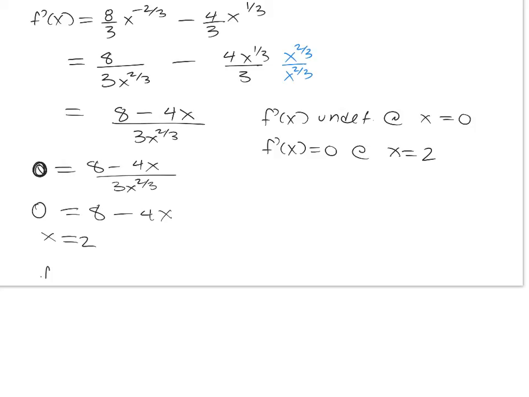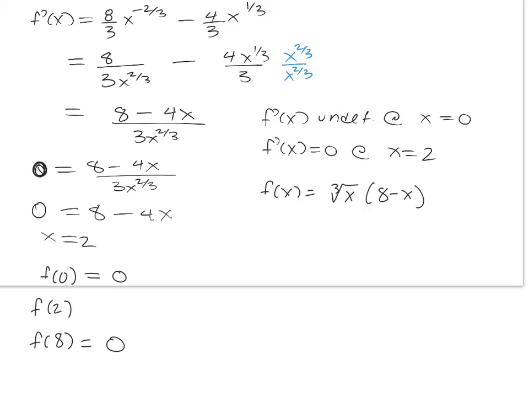So we're going to test f of 0, f of 2, and f of 8, using the function f of x equals cube root x. Is it 8 minus x or x minus 8? 8 minus x. Thank you. And two of them are easy. What's f of 0? What's f of 8? 0. F of 2 is the cube root of 2 times 6. You have to know what that is to know it's the maximum, right? Because it's positive.